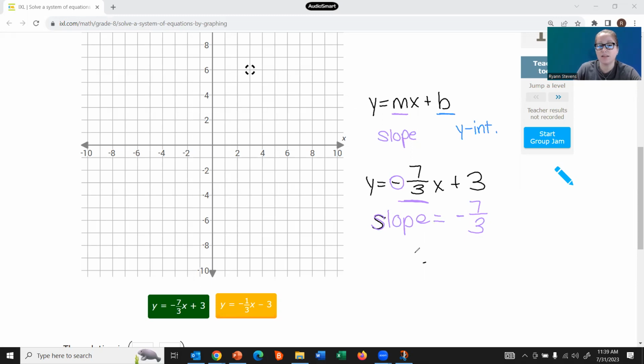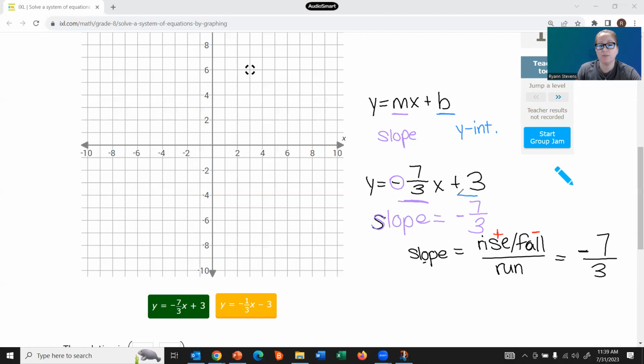And again, our slope is going to tell us our rise or our fall over our run. If it's a positive number, we're going to rise, and if it's a negative, we're going to fall. So in this case, we have a -7/3. So we're going to fall 7 places, and then we're going to run 3.